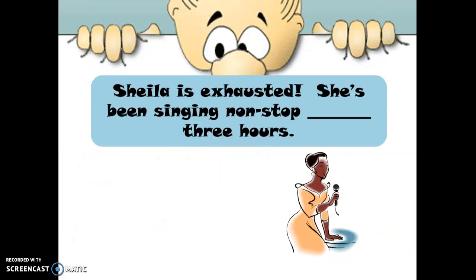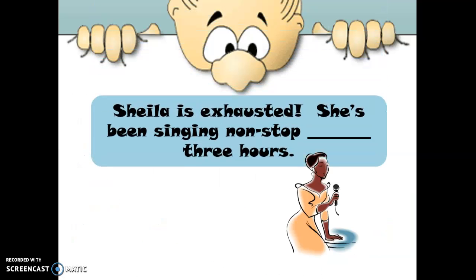So let's practice. Here we have: Shayla is exhausted. She's been singing non-stop for 3 hours. So, ella está exhausta. Ha estado cantando sin parar 3 horas. So, we're going to use here for or since. Ella ha estado cantando sin parar por 3 horas. How to remember the rules. Exactly, it is for. Very good.